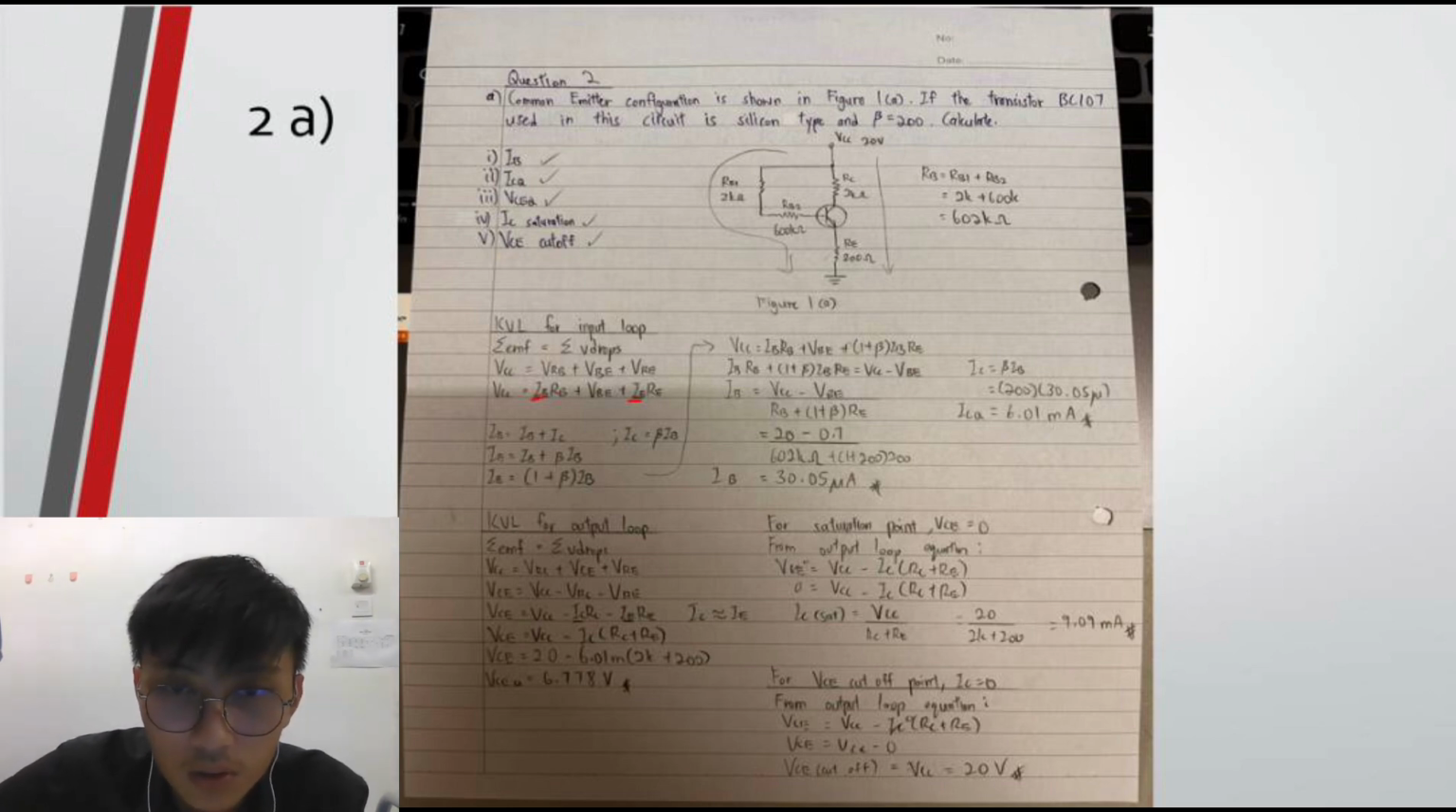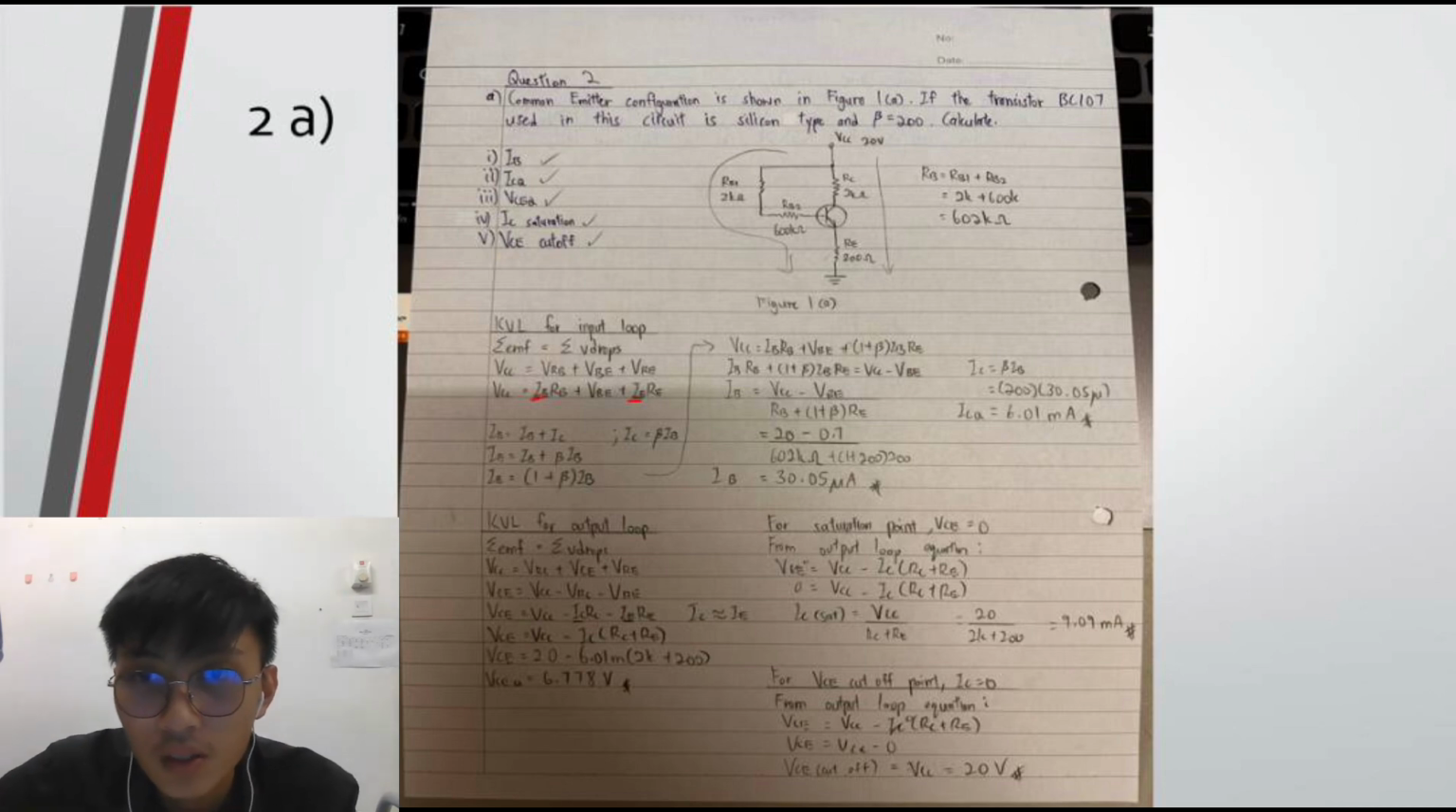And then we substitute the value, so we get the answer IB is equal to 30.05 microampere. And now we want to find the ICQ. IC is equal to beta IB. The question gives beta equal to 200, so we just substitute 200 times 30.05 micro, and we will get the answer ICQ.